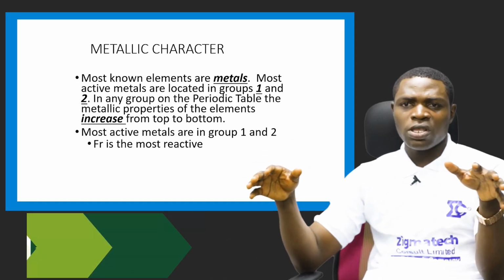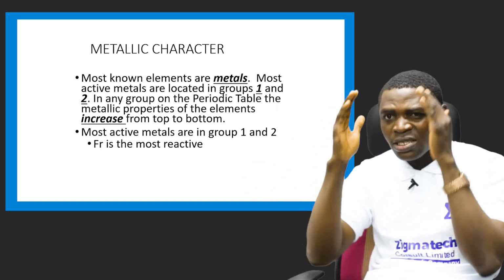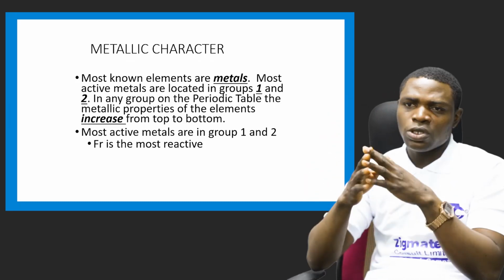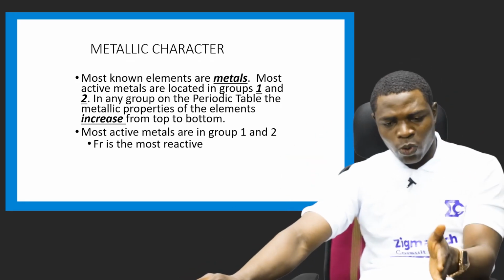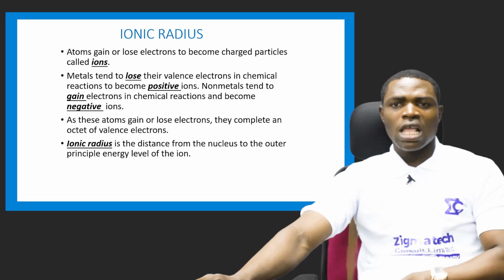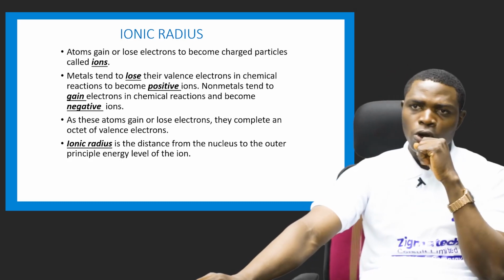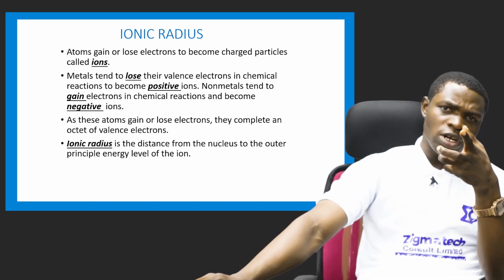So in any group on the periodic table, the metallic properties of that element must increase. There is a consistent increase from the top to the bottom. If you look at group 1 and group 2 as a case study, you understand that there is an increase from top to bottom. Now, quickly, before we close, I will look at the ionic radius.